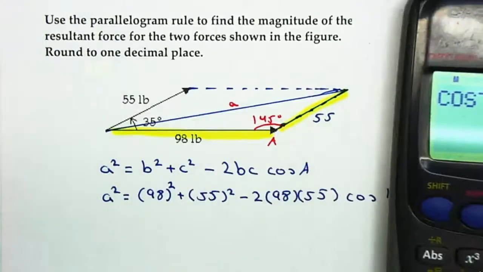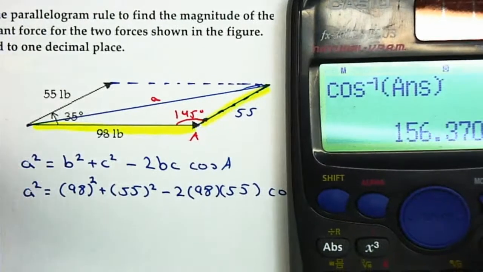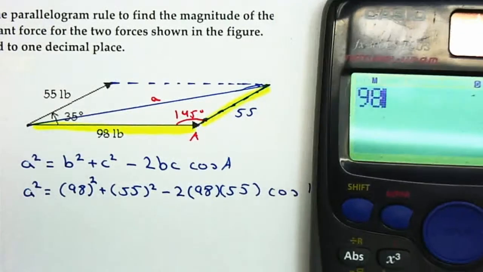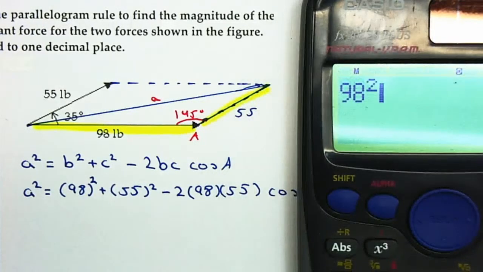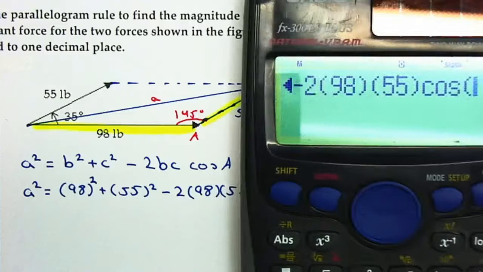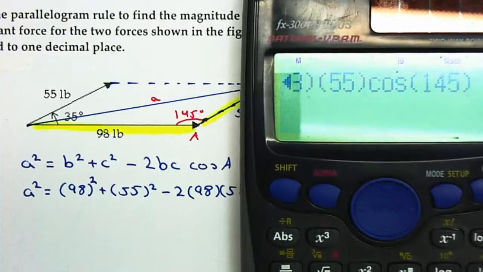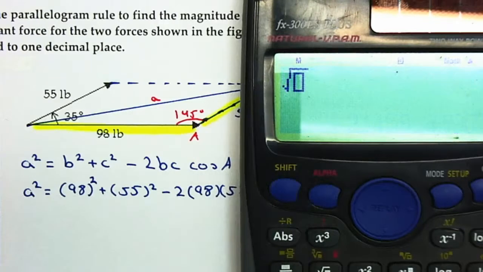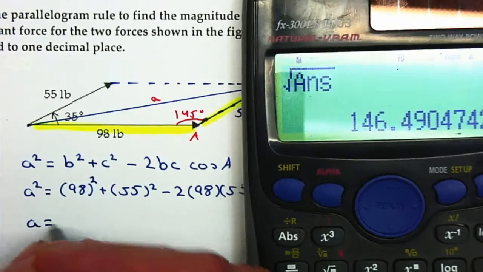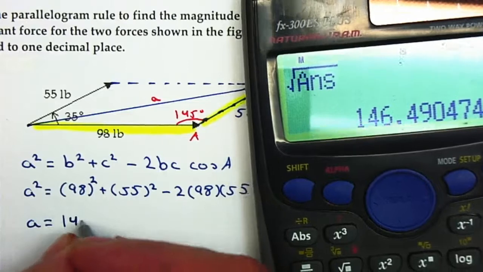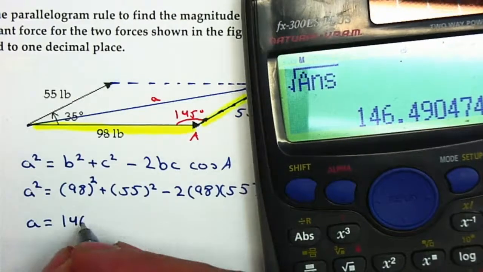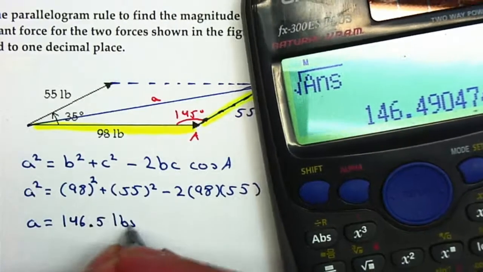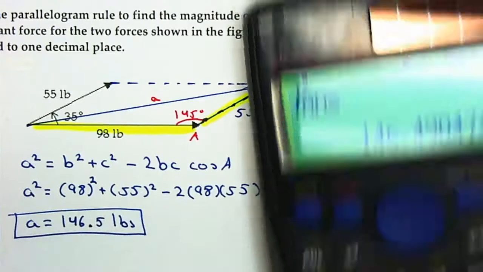I'm going to type that into the calculator. We have 98 squared plus 55 squared minus 2 times 98 times 55 multiplied by the cosine of 145 degrees. That is A squared. So therefore I'm going to take the square root of my answer to find A. So the magnitude of the resultant force will be 146, and they want one decimal place, so it will be 146.5 pounds. And that will be my answer.